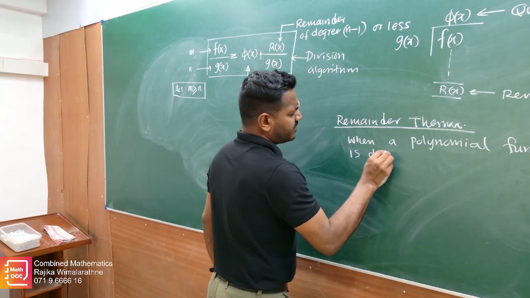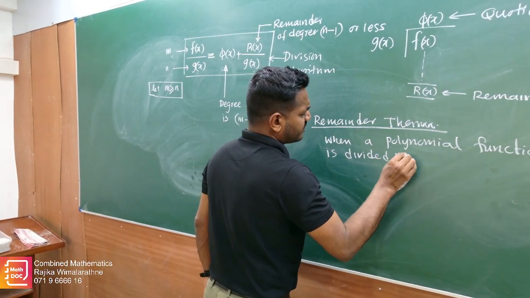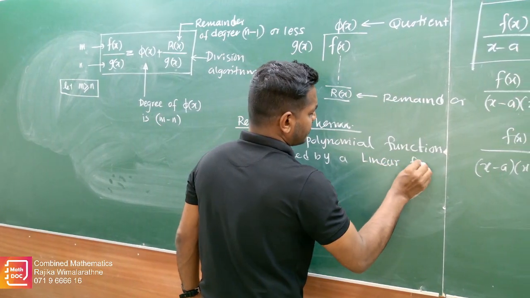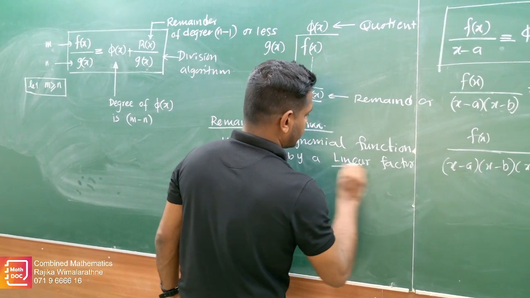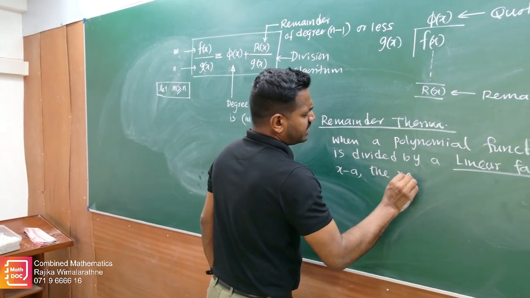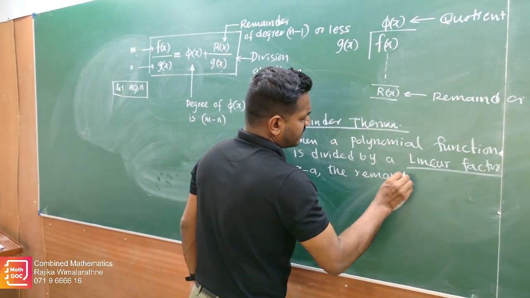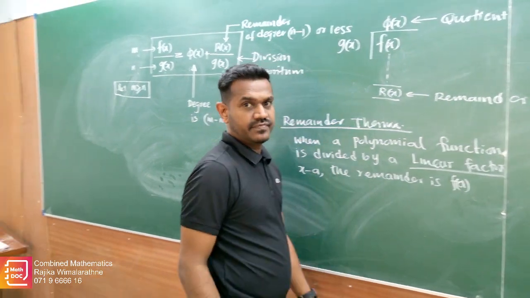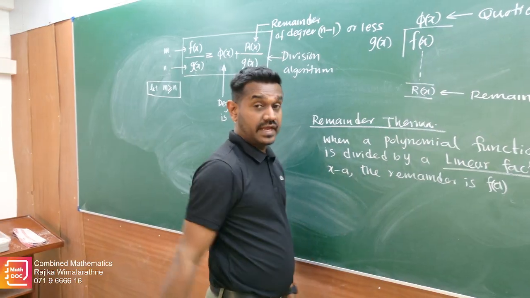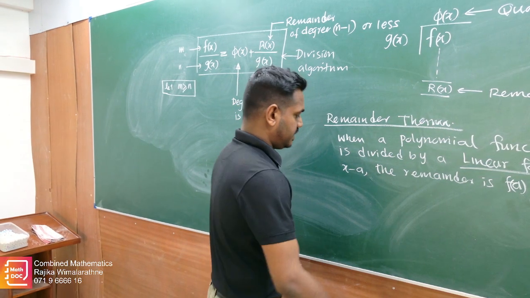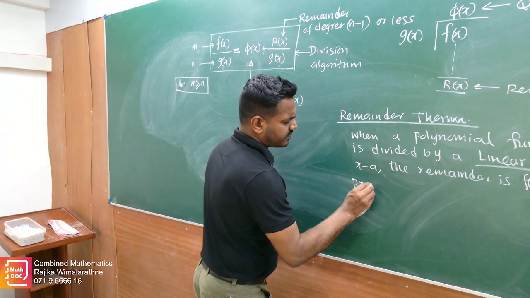When a polynomial function is divided by a linear factor x minus a, the remainder is f(a). This is what we call the remainder theorem, so you can apply this one directly. See the proof.